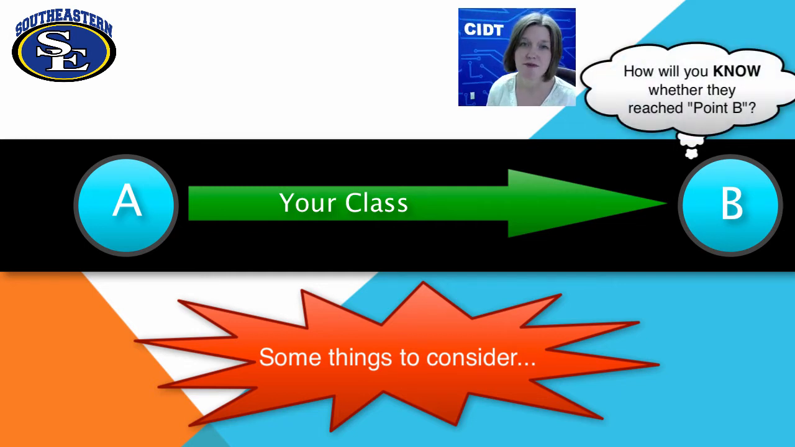Know the end from the beginning. Are you going to end your class with a big project, a paper, a test? Does everything that you do throughout the class prepare them for that big final assessment? Does that final assessment really tell you whether or not they reached point B, or is there a better way?